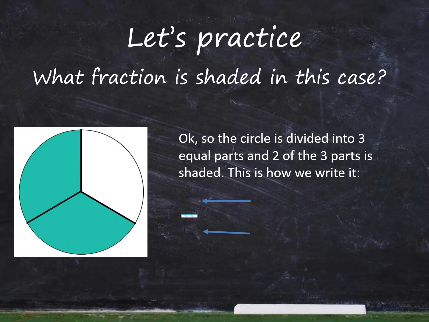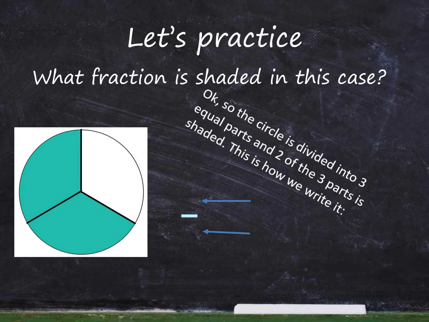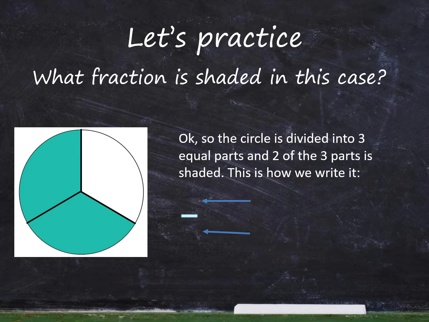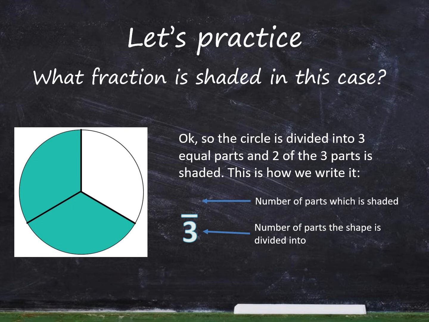Good. Let's practice. What fraction is shaded in this case? Okay, so the circle is divided into 3 equal parts, and 2 of the 3 parts is shaded. This is how we write it. First, you look at the number of parts the shape is divided into. In this case, it's 3. Then you look at the number of parts which is shaded. In this case, it is 2 parts which is shaded.